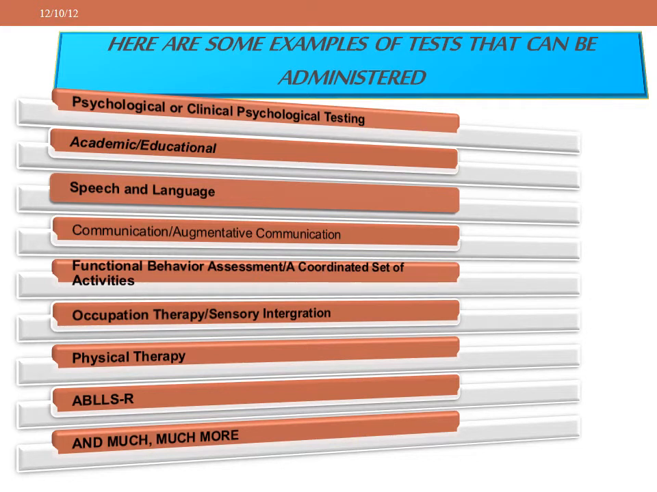Here are some samples of tests that can be administered. You can do psychological or clinical psychological testing, academic and educational, speech and language, communication, augmentative communication, functional behavioral assessment, a coordinated set of activities, occupational therapy that includes sensory integration, physical therapy, the ABLLS-R, and there's so much more. There's just a lot of testing areas that you can test your kid in. So it's not limited to whatever the school district says it's limited to. It can go way beyond what they're telling you.